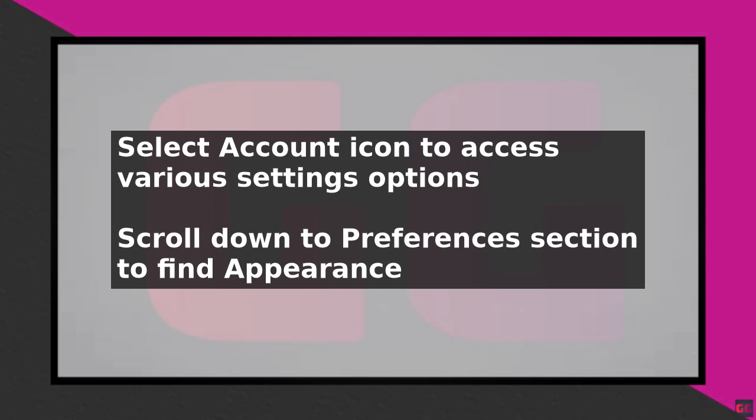Scroll down to the Preferences section and select Appearance. Within the Appearance settings, you will find the option to switch between light and dark mode. Select dark mode to enable it, and the app will automatically change its theme to a darker color scheme.